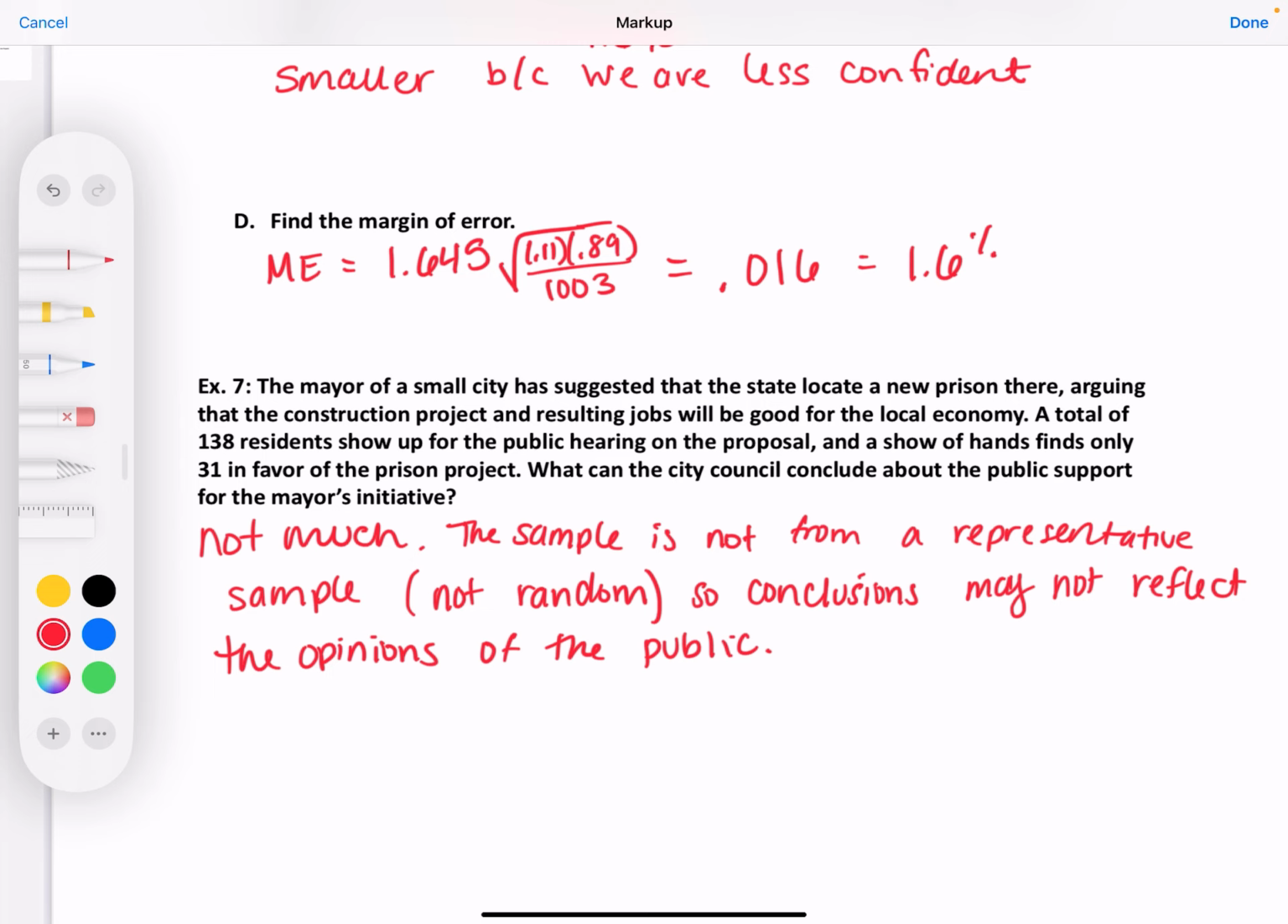So it's not a simple random sample. There's one. That's what I remember. But yeah, I'm stuck. So this would be a voluntary response bias.